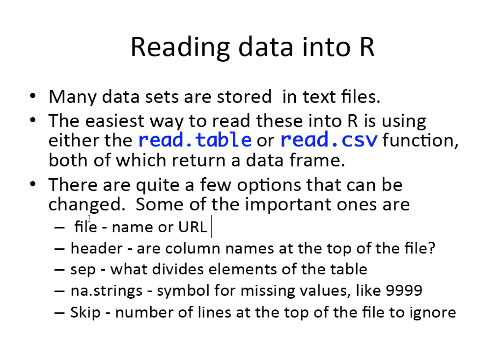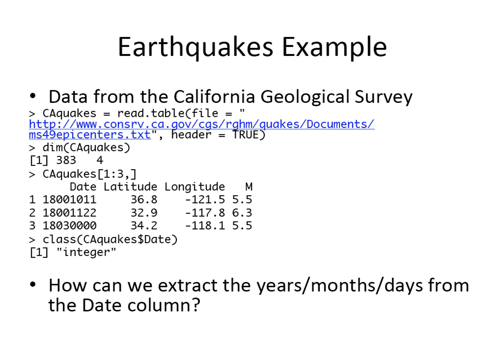So here we go, sep. These are arguments: what file, if there's header information, sep, what do you do with missing values, are there any number of lines to skip at the beginning of the data that you're reading in. You can see them all with question mark read.table or args read.table, just like we're starting to get familiar with. You can look at all those arguments. And that's how to get pretty much any data set into R.